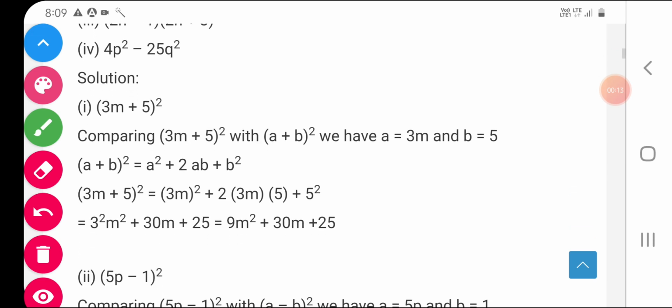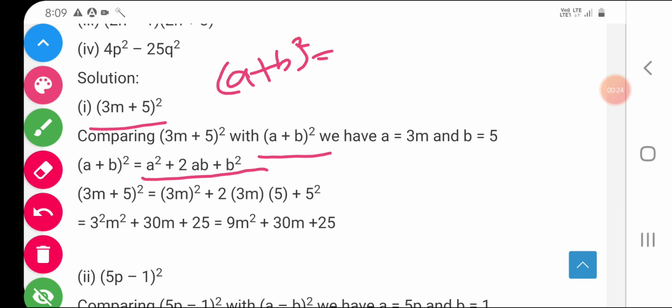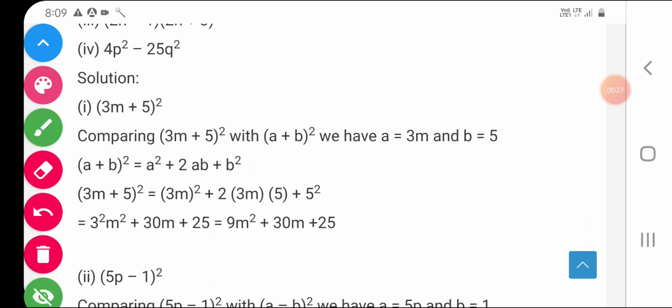We can compare the given value with (a + b) the whole square. What is the formula for (a + b) the whole square? Which is nothing but a square plus 2ab plus b square. Now we have to compare a with 3m and b with 5. We will get a square, (3m) square, plus 2 into a (3m) into b (5), plus b square, 5 square. Now (3m) the whole square is nothing but 3 square m square.